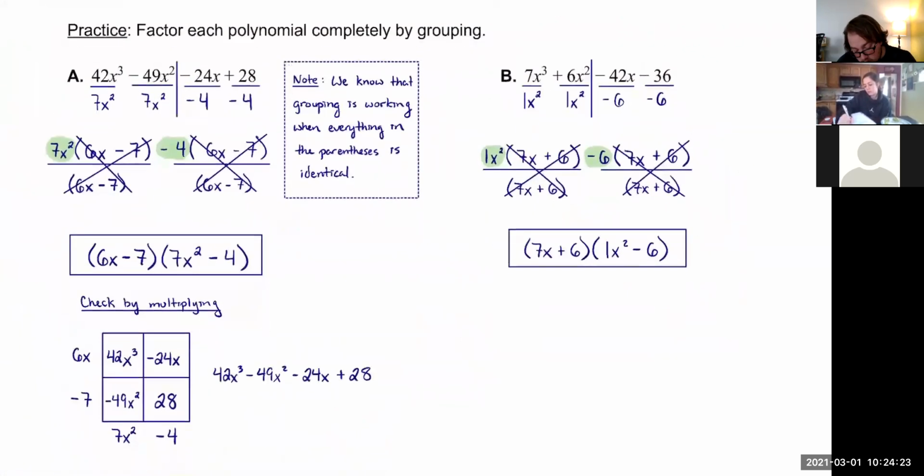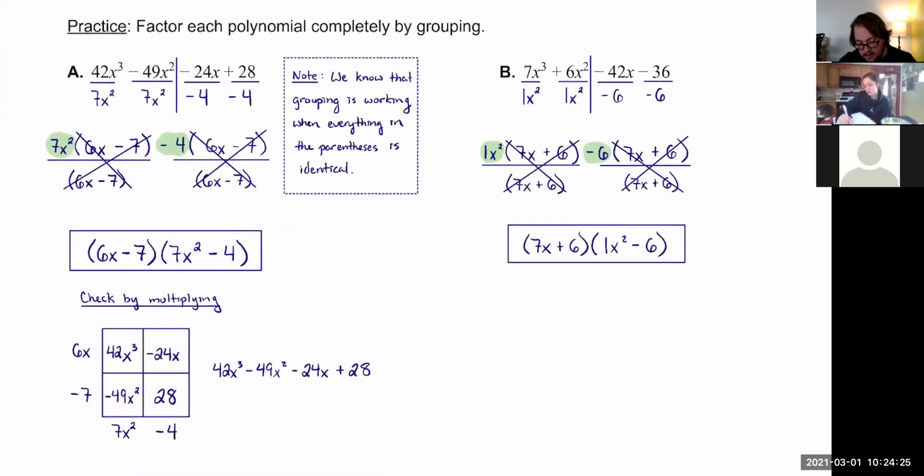So again, I'm not going to require you to check like I did for the first one, but know that if you want that extra exercise, if you want that practice, if you're just kind of concerned, it's on the table and it's just not required.